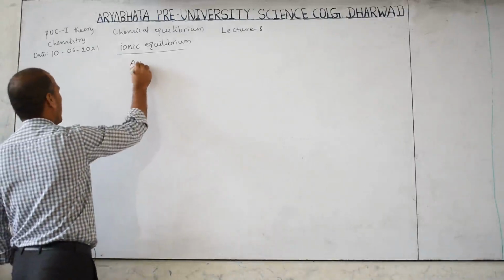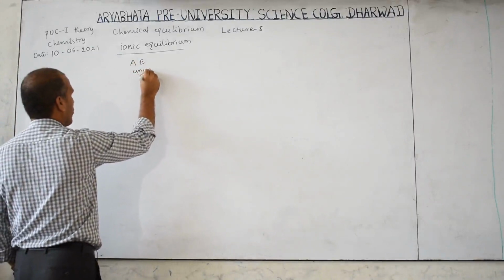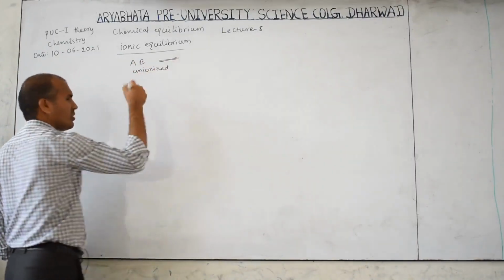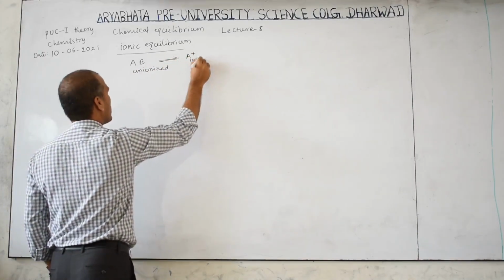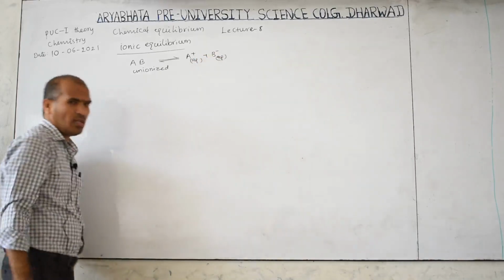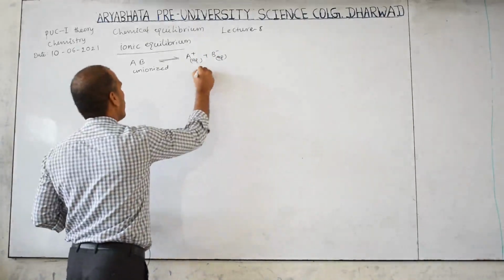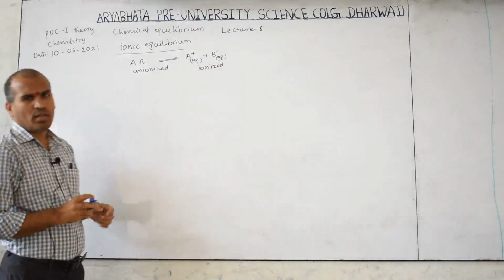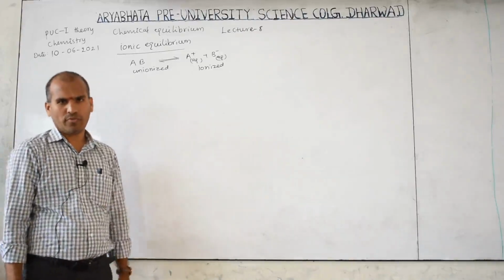consider this is A, B, unionized form, then ionize into A plus aqueous, B minus aqueous. Now this ionized form, what does ionized mean? Ions are separated from a neutral molecule.